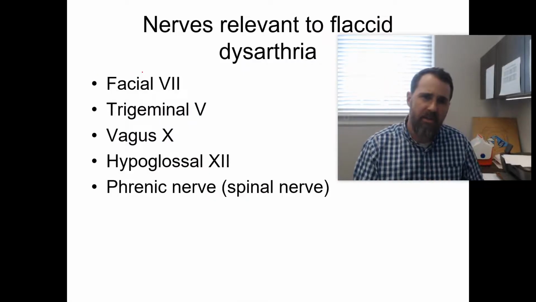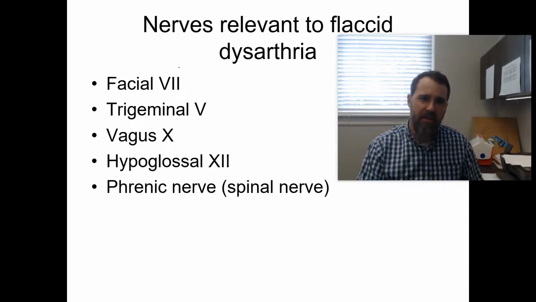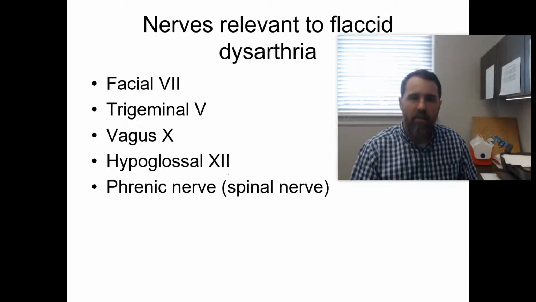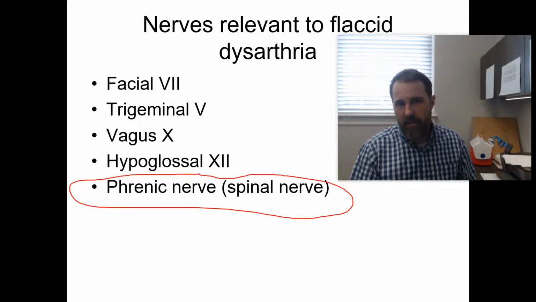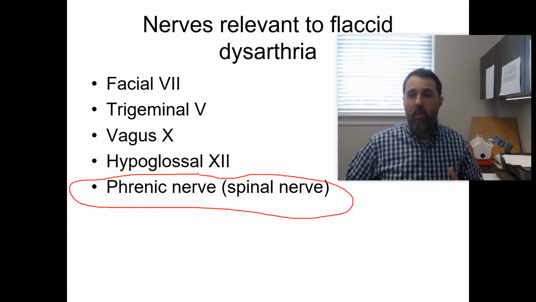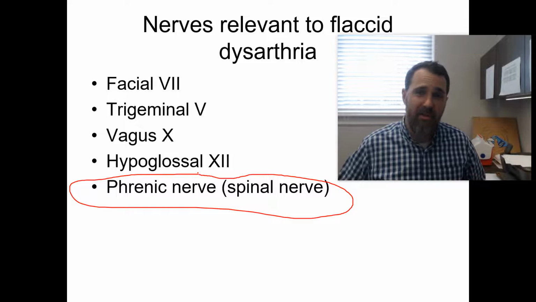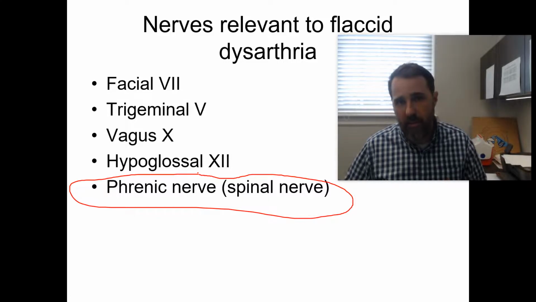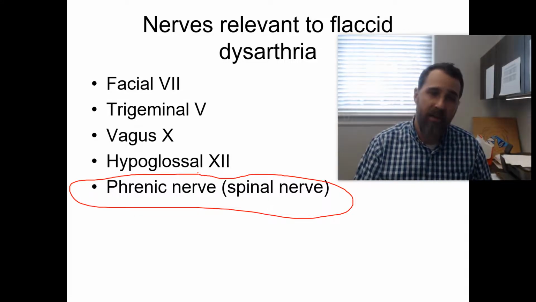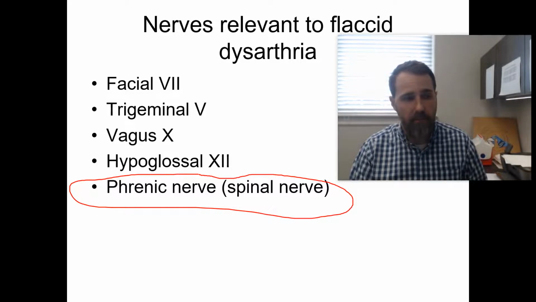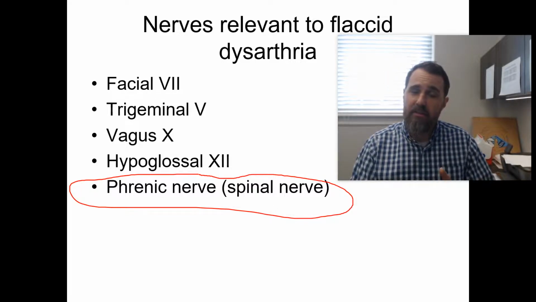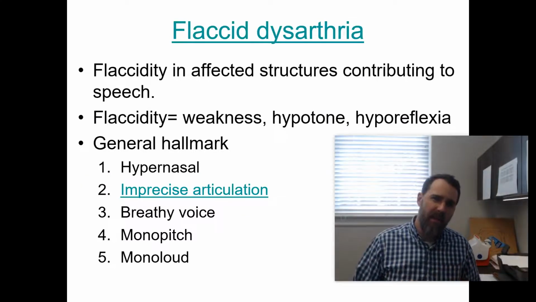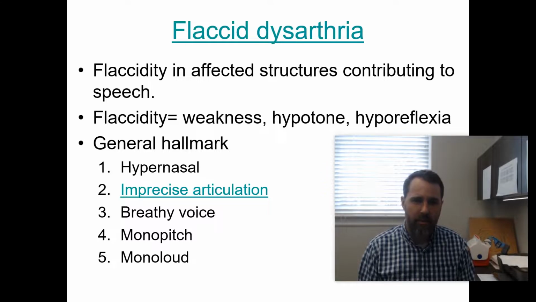So the cranial nerves that we've talked about important to flaccid dysarthria tend to be the facial, the trigeminal, the vagus, and the hypoglossal. But the phrenic nerve innervates the diaphragm. And if the diaphragm or any other muscles of respiration are flaccid and cause you to have inappropriate breath support for speech, that could be considered a flaccid dysarthria, because there is flaccidity negatively affecting your speech. So there's lots of different possible profiles of flaccid dysarthria.